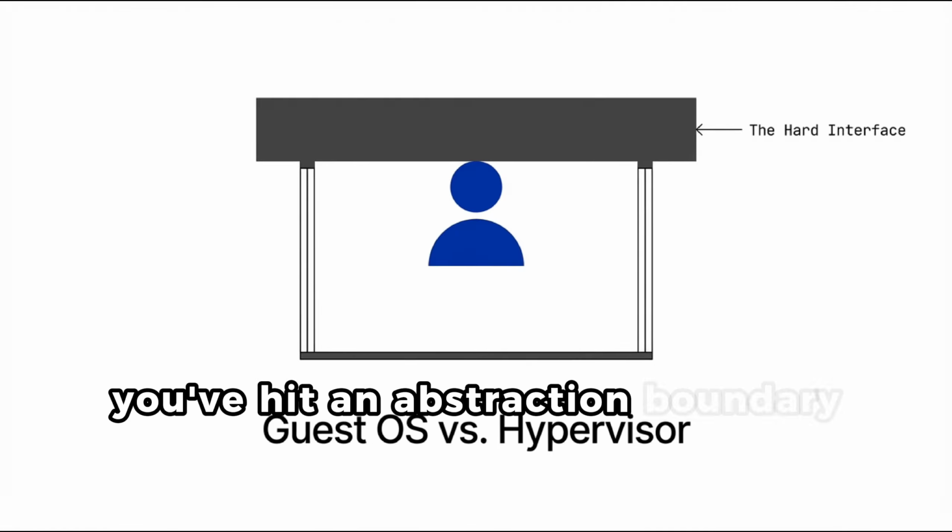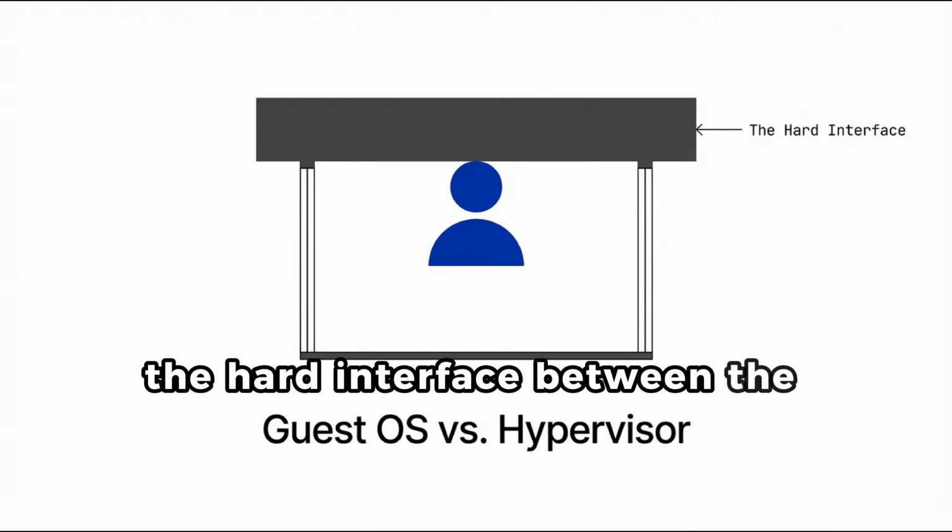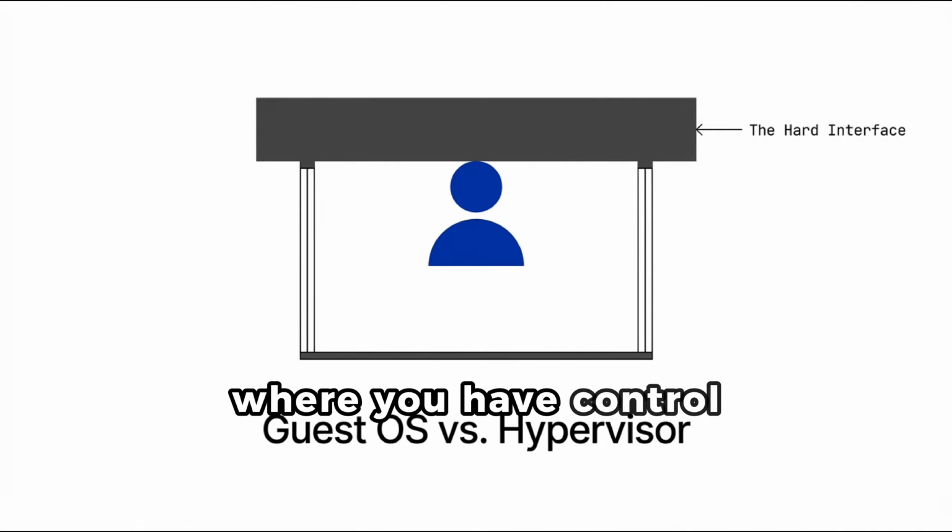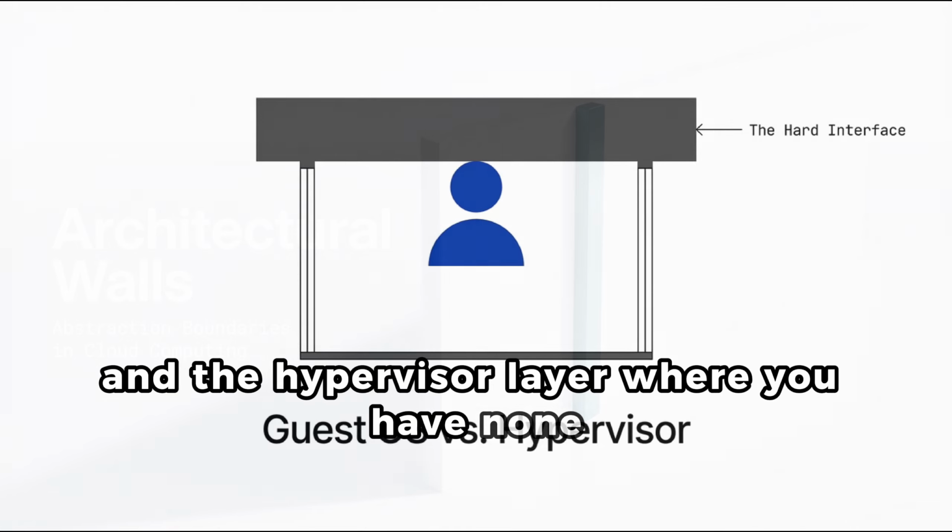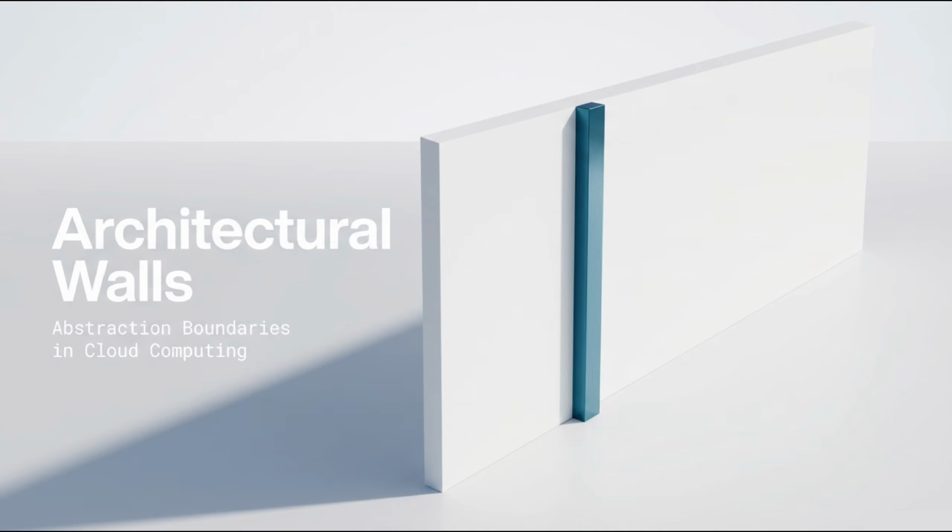You've hit an abstraction boundary, the hard interface between the guest OS layer, where you have control, and the hypervisor layer, where you have none. The boundary isn't a suggestion, it's an architectural wall. One side is your domain, the other side is off-limits.